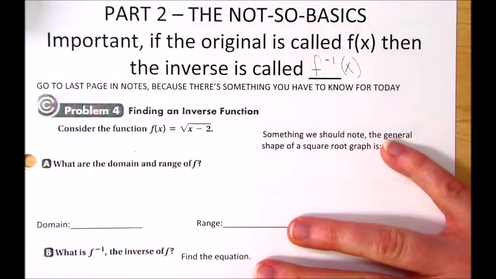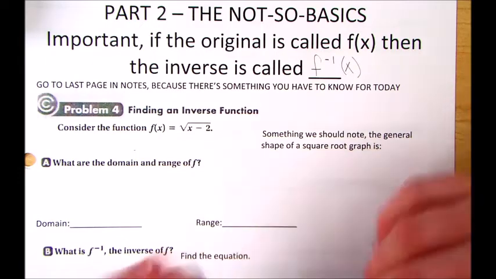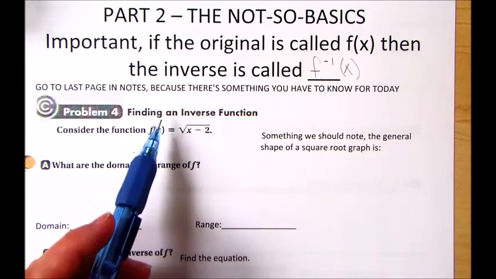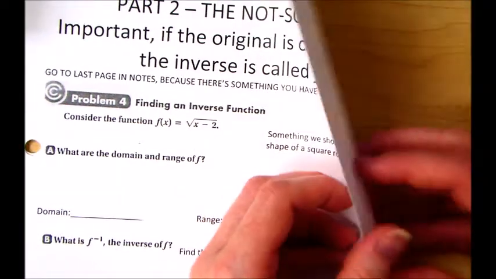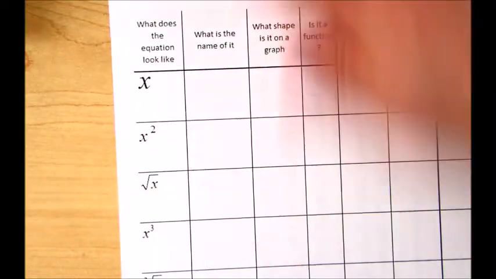Before we proceed on, the book does some really bad assuming that you know a whole bunch about stuff you probably forgot about. So we're going to go to the last page. There's something we have to remember for today, and that is all about domain and ranges given different types of equations.